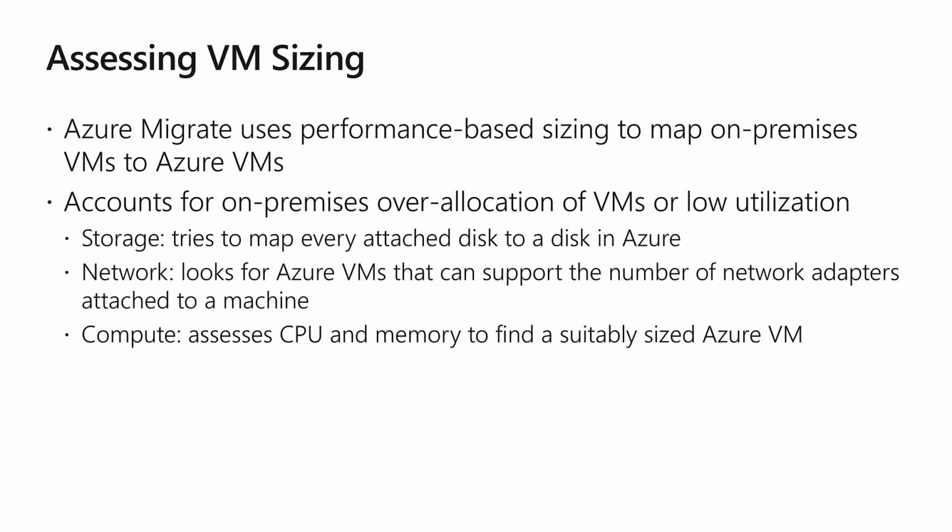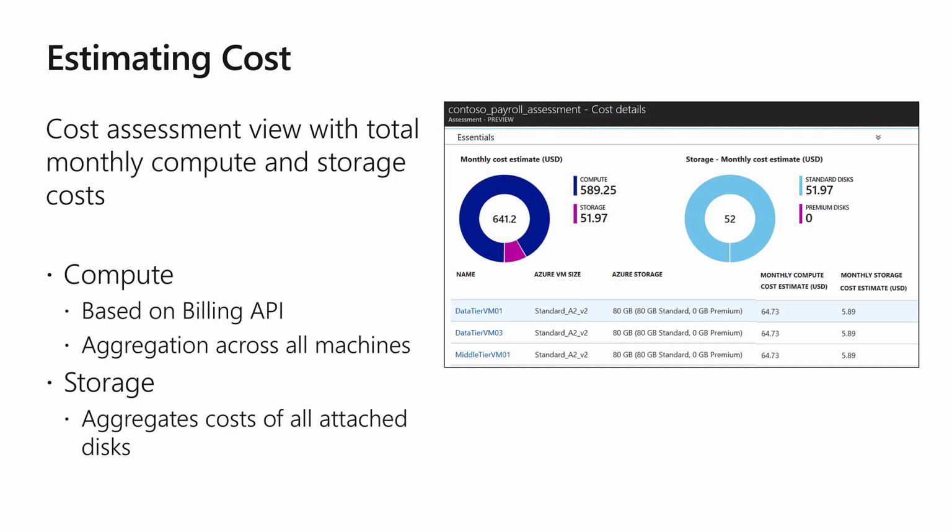So for storage, it will try to map out the different attached disks. It will make sure that you've got the appropriate number of network adapters in the size of the VM, as well as the obvious things such as CPU and memory requirements. Based on what it discovers, it will go through and provide estimates. It queries the Azure billing API, so it can give you an all-up cost of what things are going to cost per month.